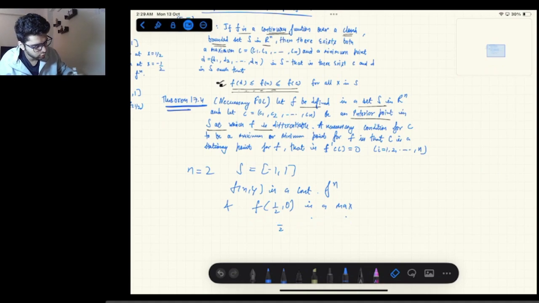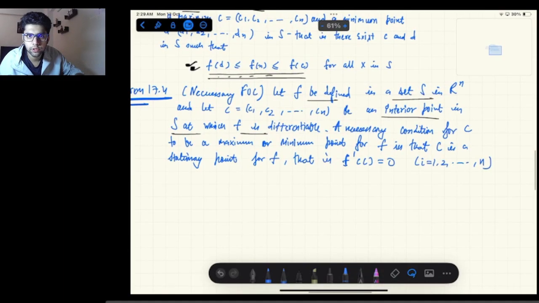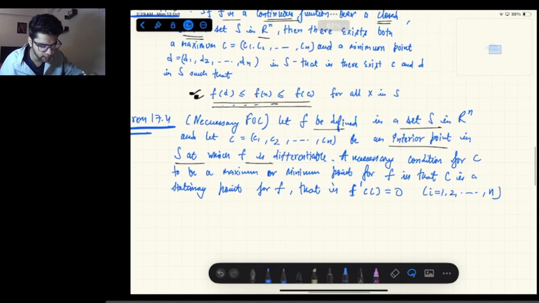Now let me just remove this. Now coming back to the statement, necessary first order condition. This says that let f be defined in a set S in Rn, and let C be an n-dimensional vector, or C be a point, be an interior point in S at which f is differentiable. A necessary condition for C to be a maximum or a minimum point for f is that C is a stationary point of f. Now this is a necessary condition, not a sufficient condition.